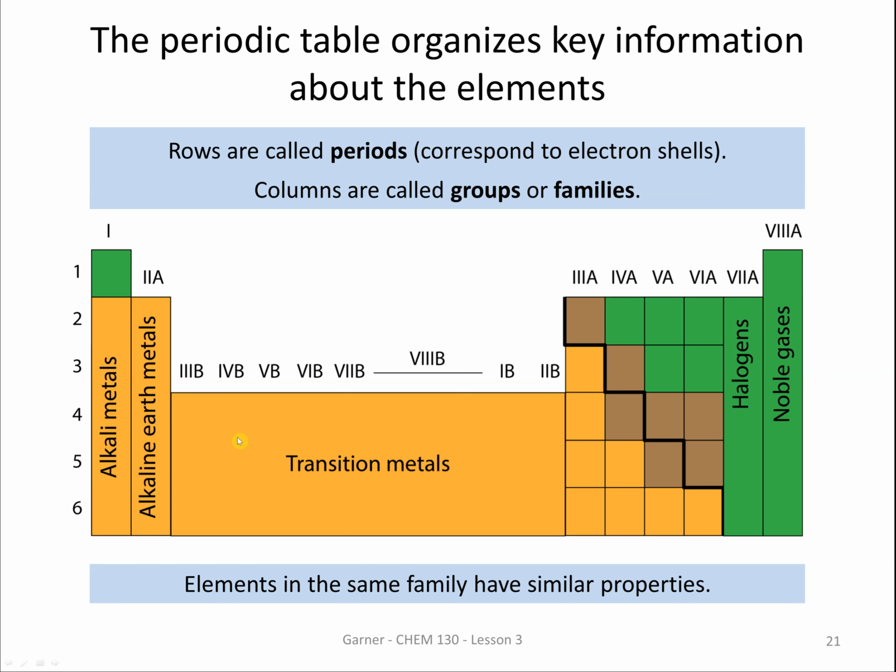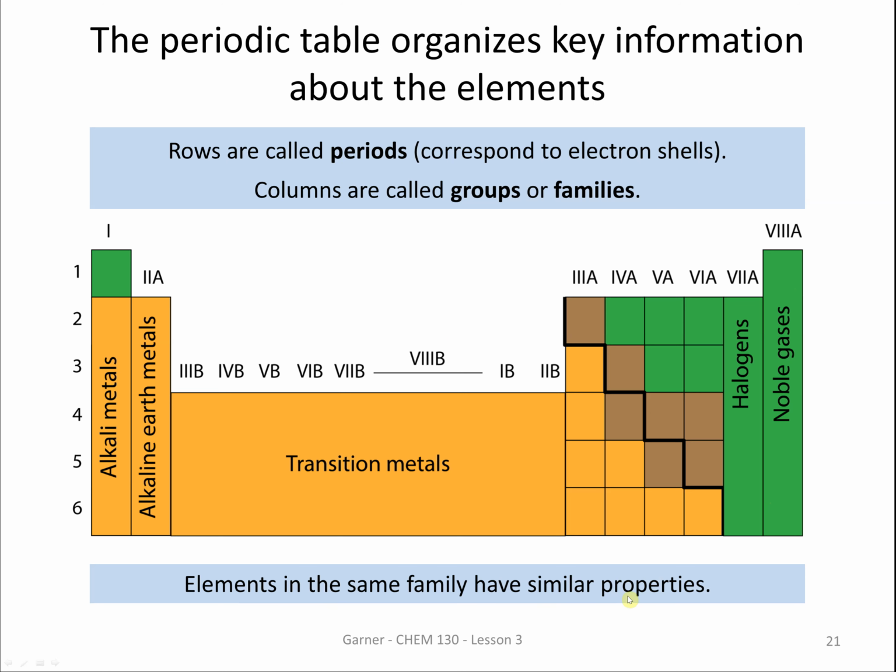Here in the middle, this middle block, these are known as the transition metals. So there are a number of familiar metals that exist in this region, such as iron, copper, silver, and gold are all examples of transition metals. Over here on the right, we have column 7, which contains the halogens. So halogens are things like fluorine, chlorine, bromine, and iodine. The last column to the right, column 8, these are the noble gases. So these are things like neon, helium, argon, krypton, xenon, and radon.